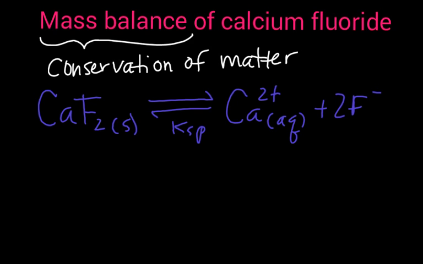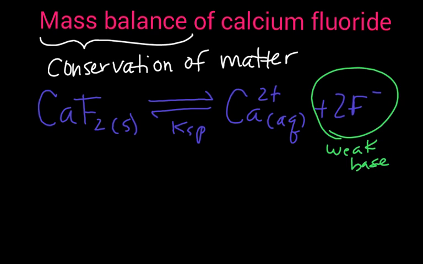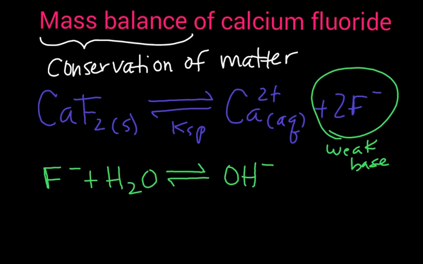Normally, if we wanted to talk about the solubility of calcium fluoride, we would just set up an ICE table and solve for our solubility using our Ksp. But we have a complication because fluoride, F minus, is the conjugate base of a weak acid. So F minus is going to be a weak base. Now we don't just have one equilibrium expression going on. We also have a second equilibrium expression of our fluoride anion reacting with water to form hydroxide and hydrofluoric acid, and the equilibrium constant associated with this expression is our Kb.